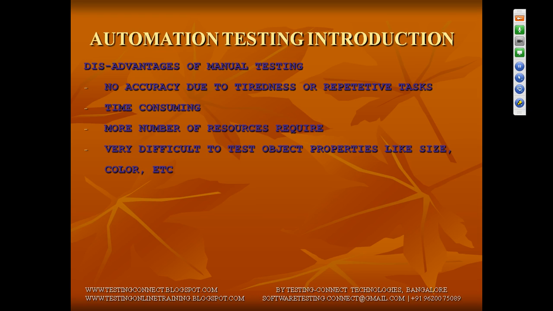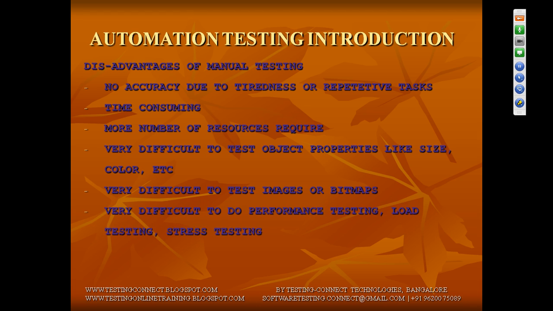Like x coordinate or y coordinate or exact brightness. This kind of thing you cannot validate with the help of human beings, right? It is also very difficult to test images or bitmaps. Bitmaps you can roughly estimate, but exact brightness, exact intensity, this kind of stuff you cannot validate. And performance testing, load testing, stress testing, volume testing, if you have to perform these with the help of human beings, it's very difficult.